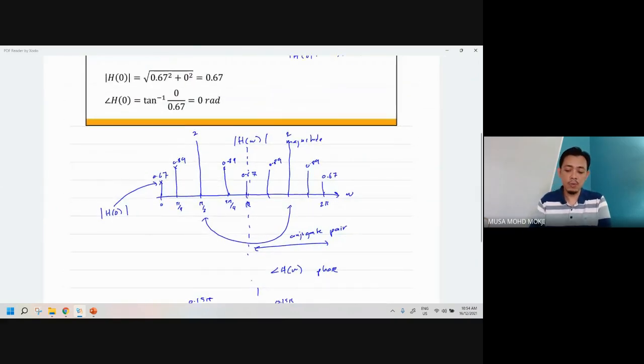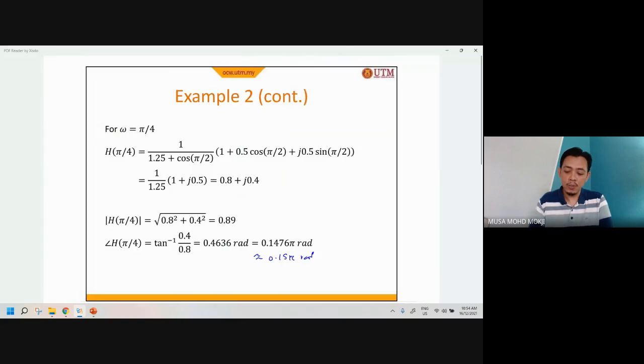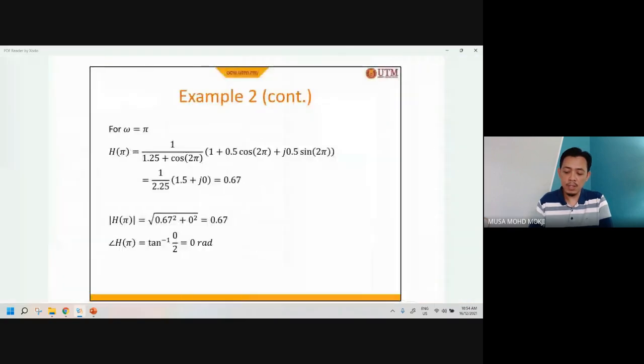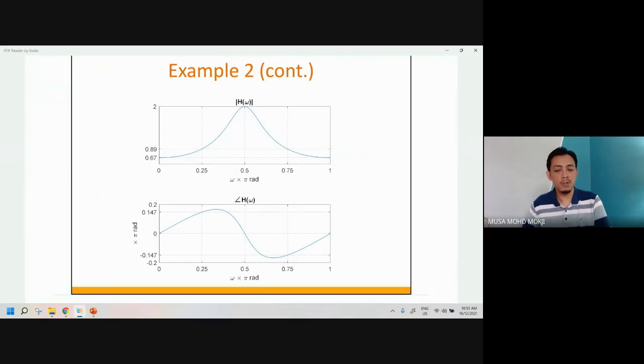Of course, if we do it manually, this is what we'll get, only a few values. We can compute only a few values. So to have a complete analysis, we should use some simulation software like MATLAB. There's other simulation software that we can use, but MATLAB is one of the easy tools that we can use.